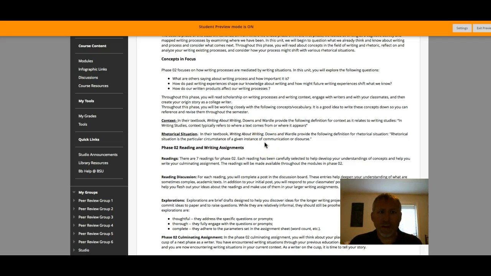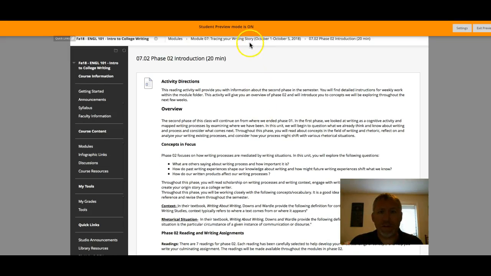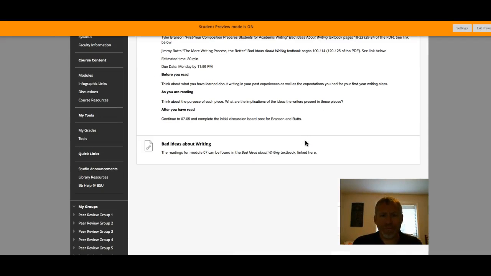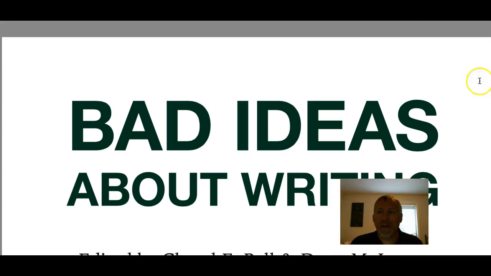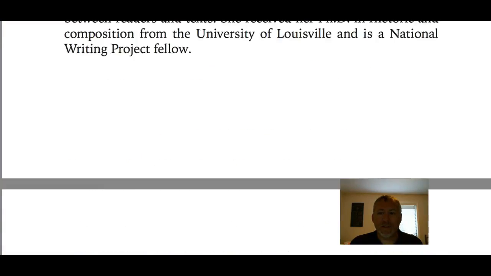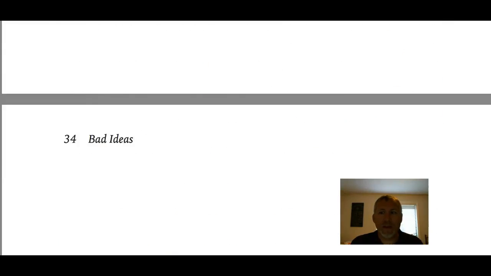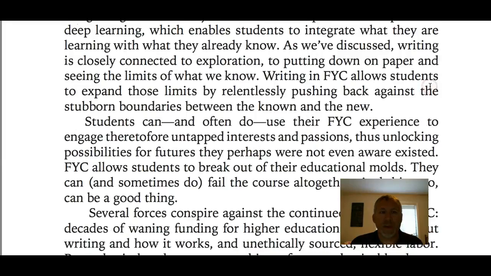The first readings for today, you'll notice if you go to module 7 and go down to readings, there is a link to an online textbook called Bad Ideas About Writing. If you go there, and you should, you'll see this pop up. The 2 articles that you want to read, the first one by Branson starts on page 18, so you have to scroll down to 18, and I just moved past it. But you get the idea.